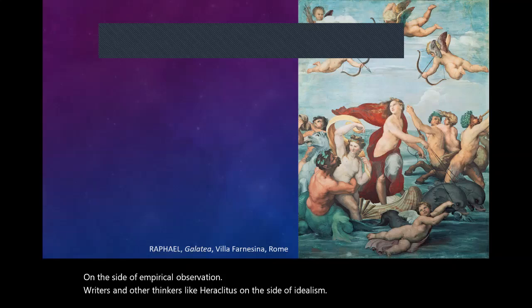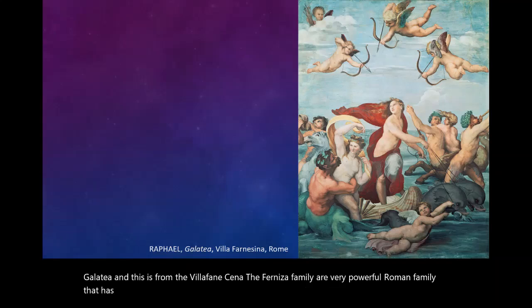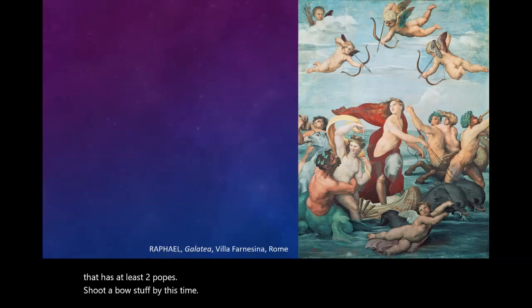Not everything Raphael painted was so grandiose in its theme and its scope. What he did for Galatea, and this is from the Villa Farnesina. The Farnese family are a very, very powerful Roman family that has at least 2 popes to boast of by this time. So this is a private place in their villa. Therefore, it is more secular, mythological in theme.